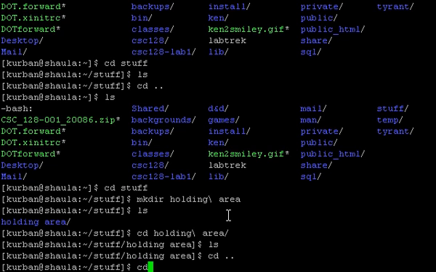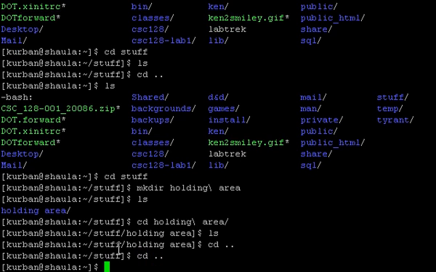That's relative. So, for instance, when I was in this holding area directory, I typed cd .. and it went into the stuff directory. When I was in the stuff directory, I typed the same command, and it moved out to my home directory. So that means relative.